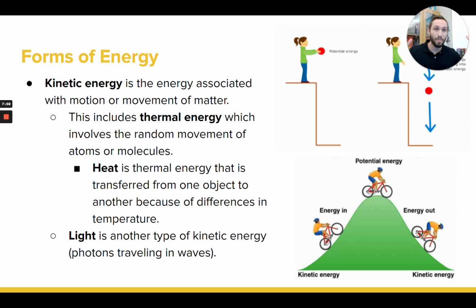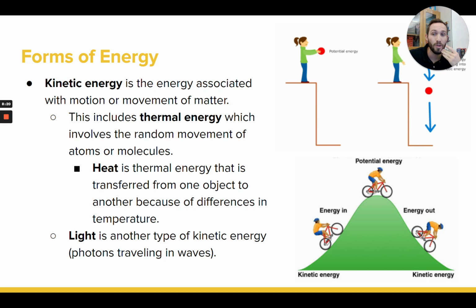Same thing with the molecules in this air. If I was in a very cold room, it's because the molecules in this air are moving slowly. Whereas if I was in a room where the air is really hot, that's because the molecules are moving a lot faster. That's what heat or thermal energy is. It's how fast those particles are moving. And so that's an example of kinetic energy that we often don't think about.